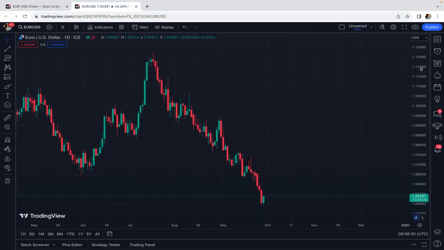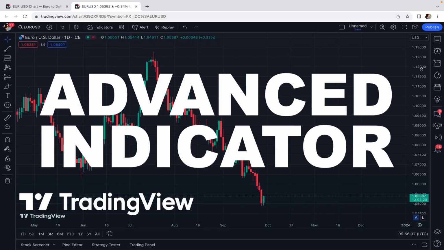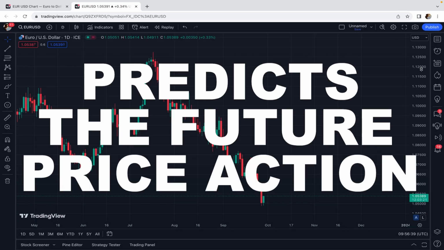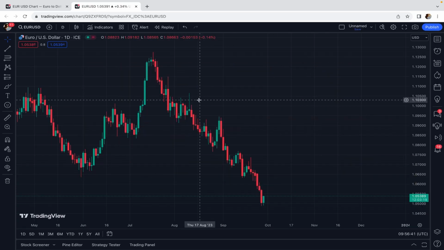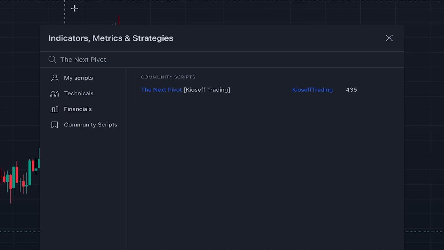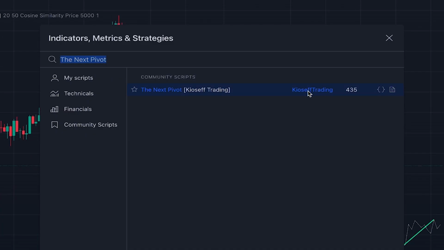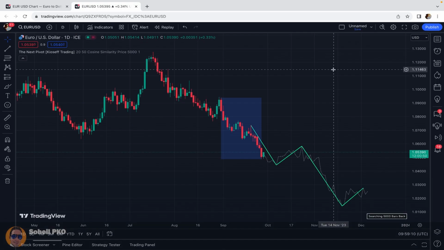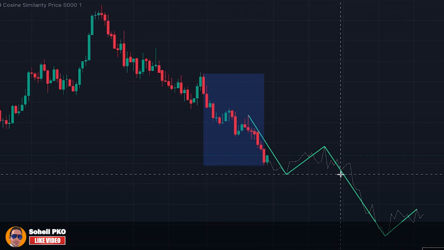In today's video, I want to introduce an advanced indicator on TradingView that predicts the future price action. To add this amazing indicator to our chart, here we click on indicators and we search the Next Pivot, this one, which is written by someone named Koyosef Trading, if I'm pronouncing the name correctly. Alright, as you can see, the indicator has added two lines into the future.